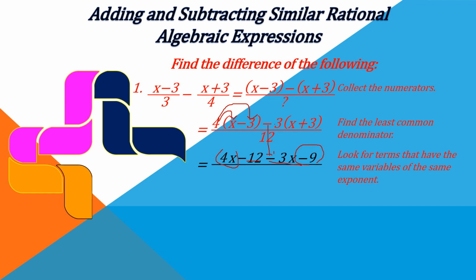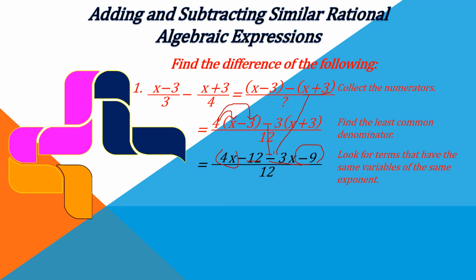Before, I told you that we need to change the sign of the subtrahend if we are subtracting numbers. And if you will notice, the sign of x plus 3 is already changed by multiplying it by negative 3, and it becomes negative 3x and negative 9 over 12.